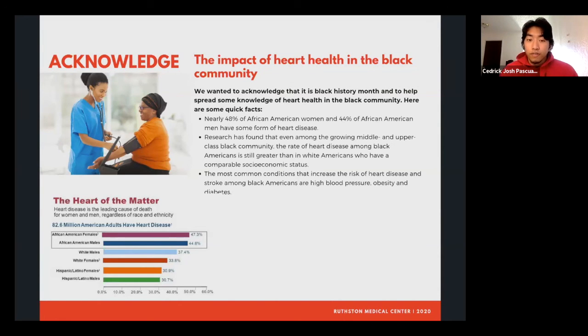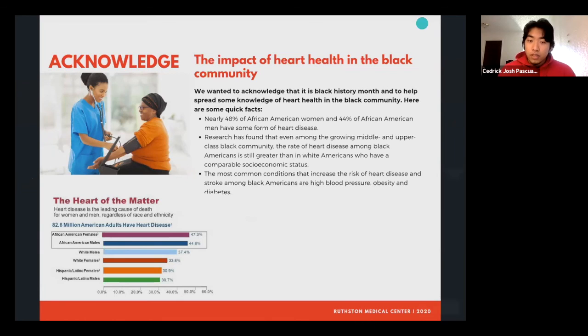Another thing is that research has found that even among the middle and upper class community, the rate of heart disease among Black Americans is still greater than in white Americans who have incredibly higher socioeconomic status. So just from that, you can see the huge difference in how disease has hardly affected the Black community.